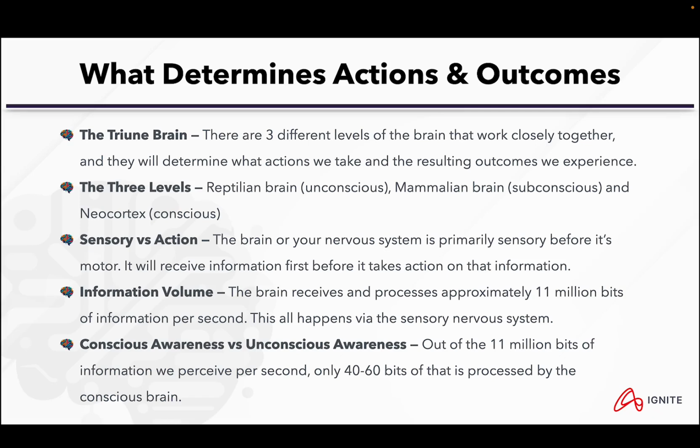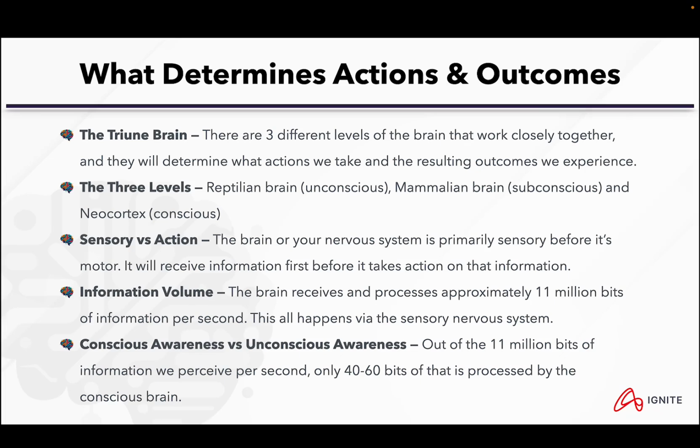Then we've got the mammalian brain, which is right in the center of the brain, so it's a little bit higher. And that's the subconscious brain. That's where we store memories and process emotions and various other bits and pieces. And then we've got the neocortex, which is the rest of the brain. So that's the conscious part of the brain. That's the most recently developed part of the brain, so it's been around for a while, but the other 2 have been around a lot longer than that.